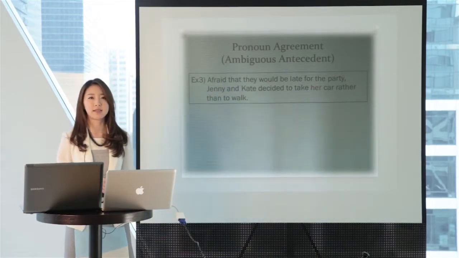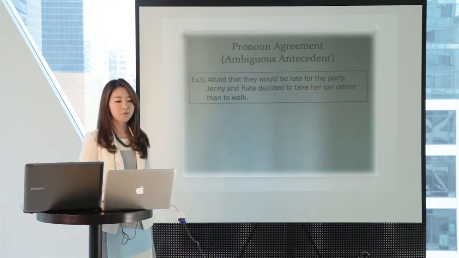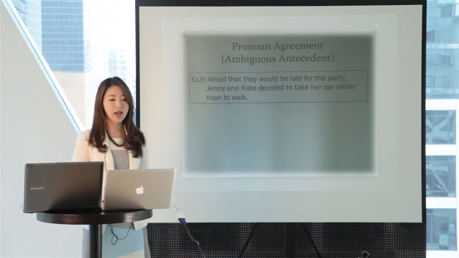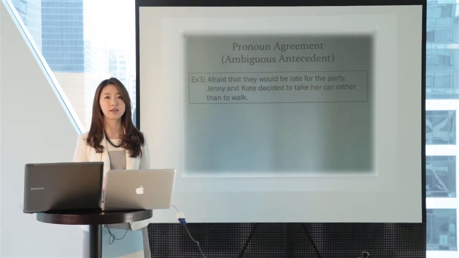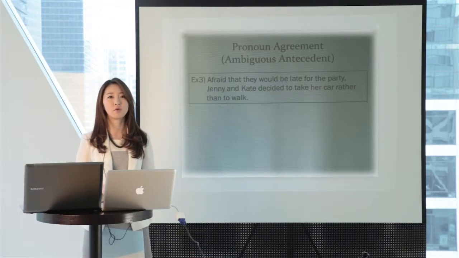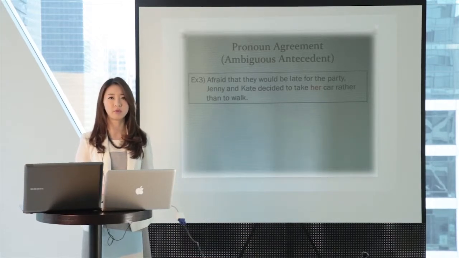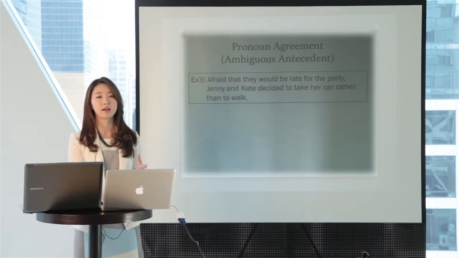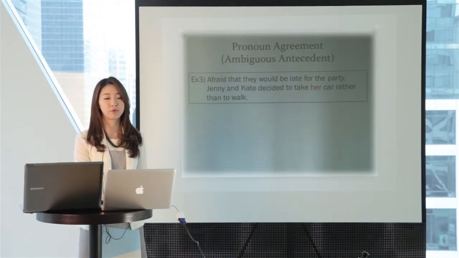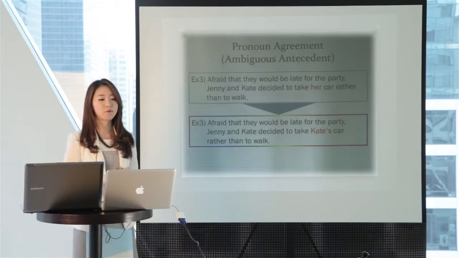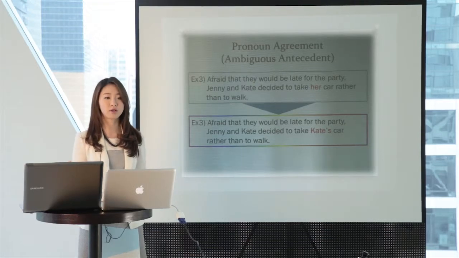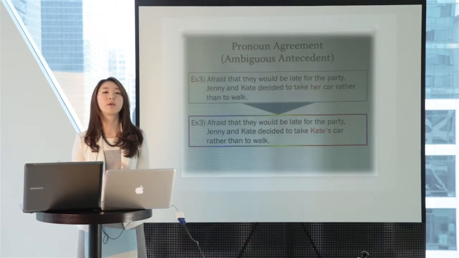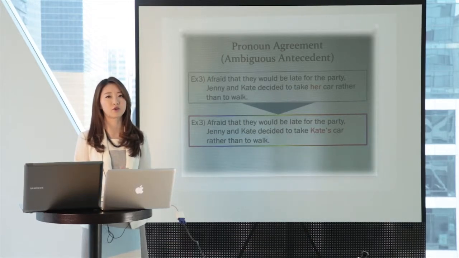Now we go on to the ambiguous antecedent. Now this is a really easy example. Afraid that they would be late for the party, Jenny and Kate decided to take her car rather than to walk. Now we have two people in here, Jenny and Kate, but we have one her. Who is this her referring to? We have no idea. So this should be made clear. This is what we call an ambiguous pronoun. So if we change this, it should be afraid that they would be late for their party, Jenny and Kate decided to take Kate's car, or we could also say decided to take Jenny's car. So we have to just make this pronoun really clear and make sure that we know what this pronoun is referring to.